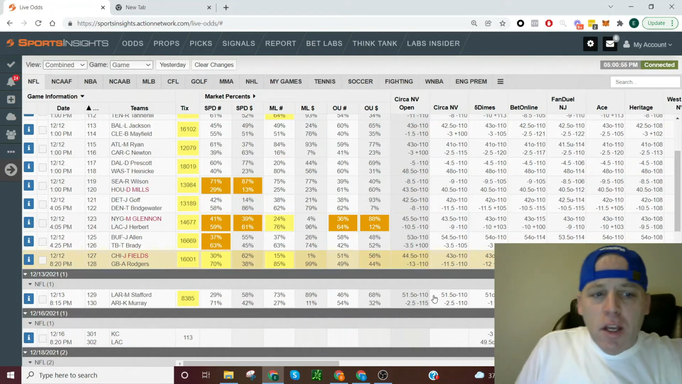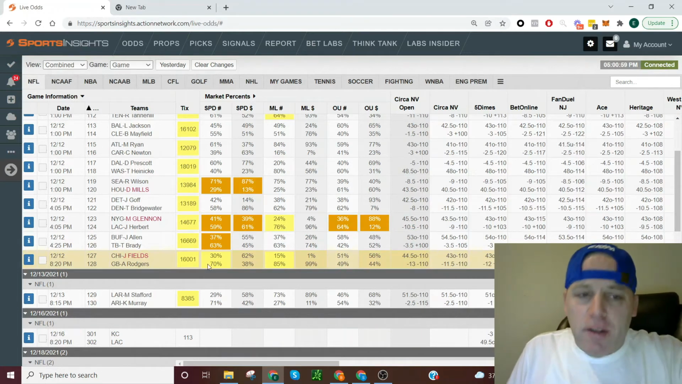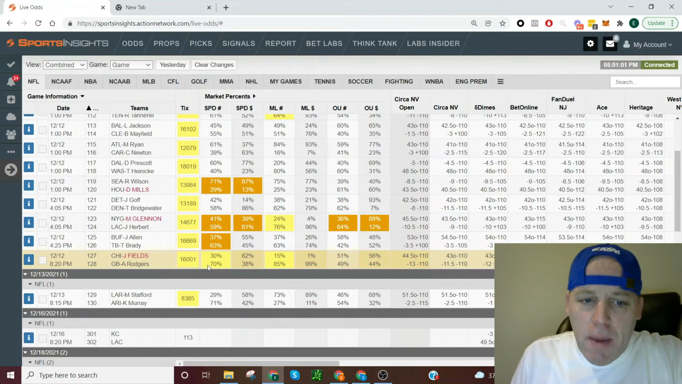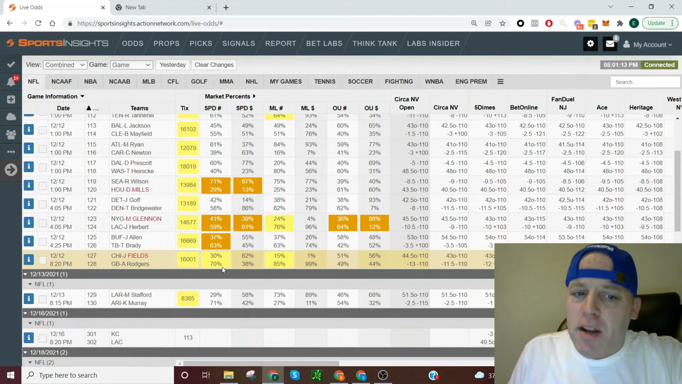All right. Green Bay is a popular team. Aaron Rodgers, popular quarterback. No surprise, they're getting 70% of all the bets on this game, but only 38% of the money. That should raise a red flag. How does a team that's getting 70% of the bets only have 38% of the money?